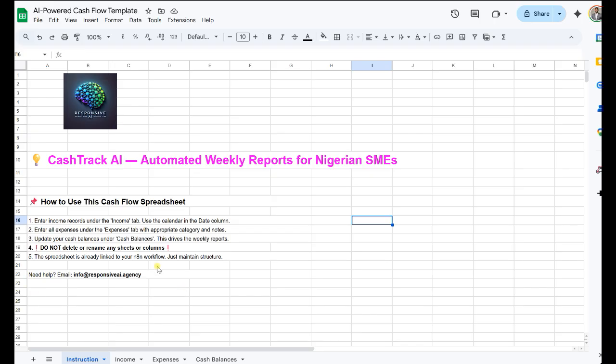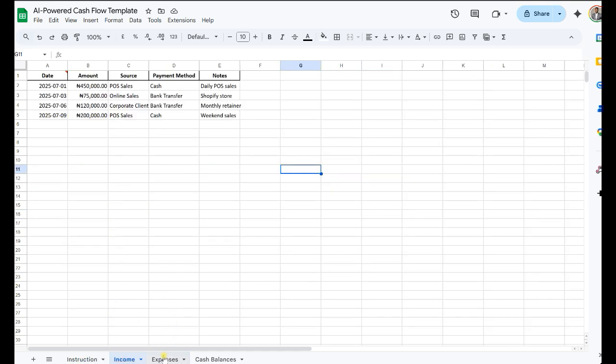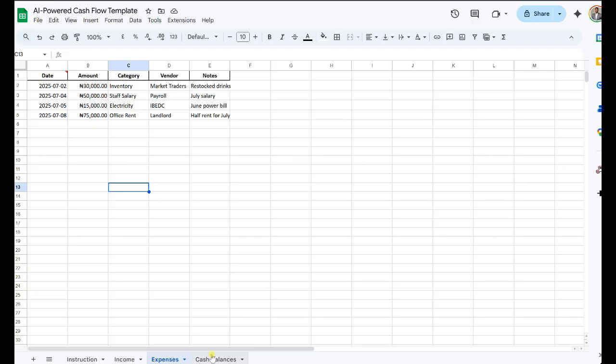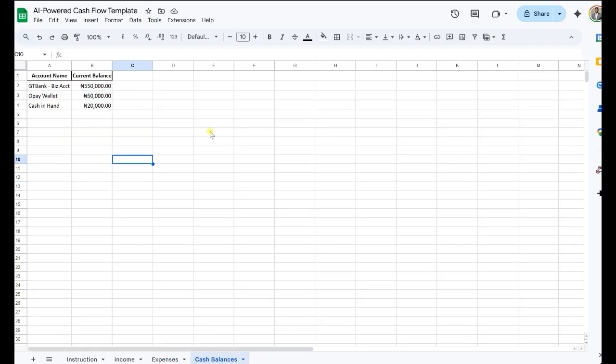Now, what you're looking at is the instruction page. We have 3 tabs in the template. In the Google Sheet, we have the income tab, we have the expenses tab, and then we have the cash balances, which is of course the raw cash you have, either at the bank or at hand, or whichever account you hold your liquid cash.